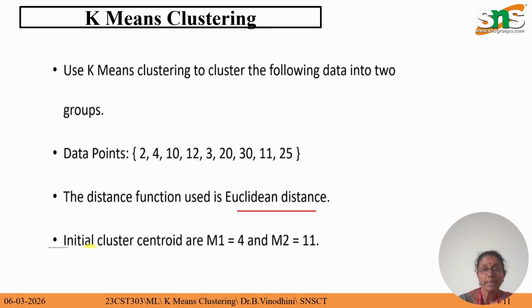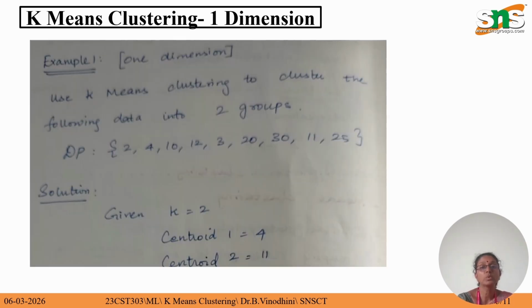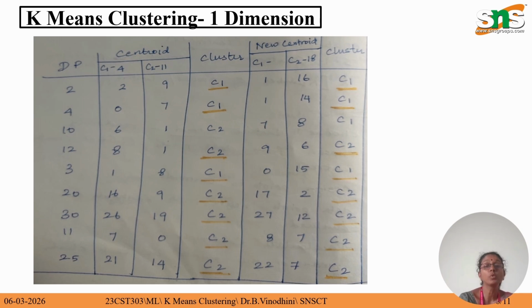In this example, the initial centroid values are given as m1 equal to 4 and m2 equal to 11. The centroid is the central point of a cluster. In our problem, we are going to form two clusters. First, we have the data points and the initial centroids. For the initial centroids, we have to calculate the Euclidean distance between the initial centroid and each data point.